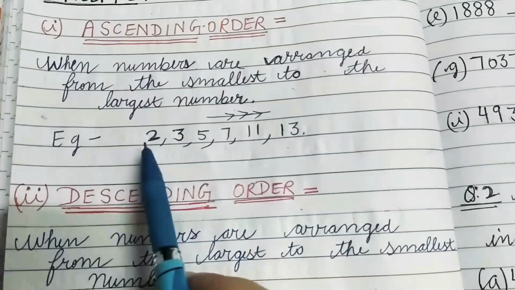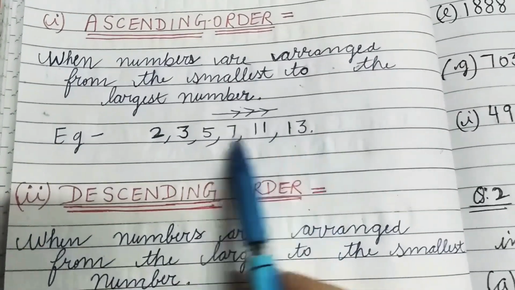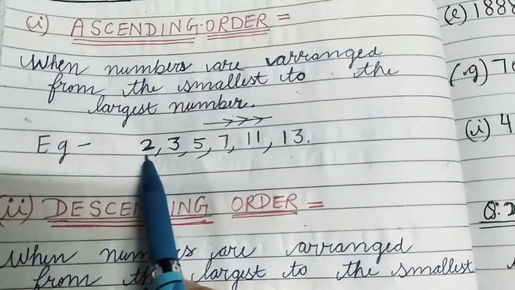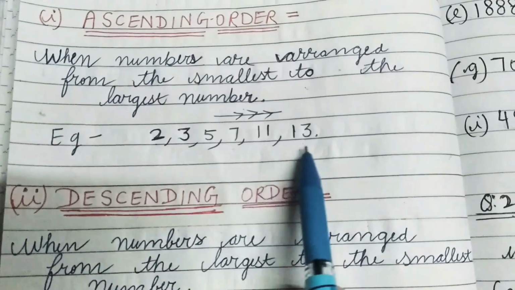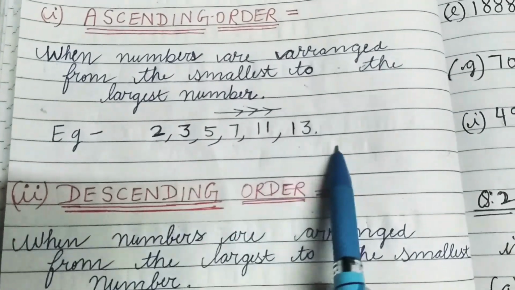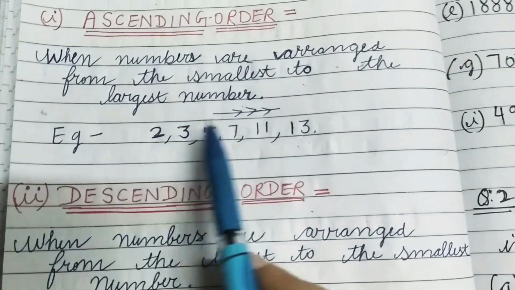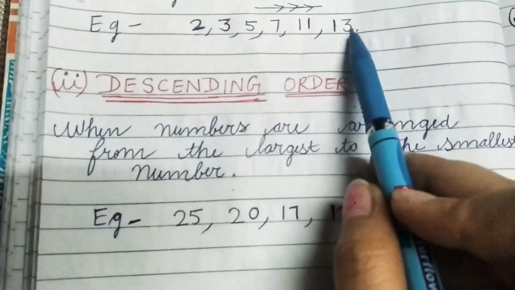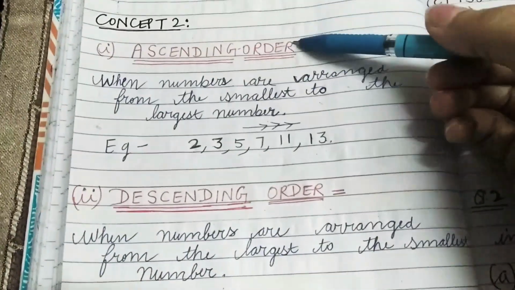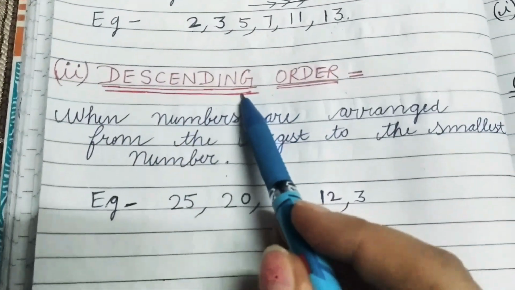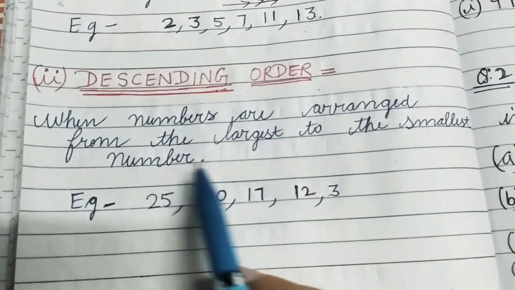The first number being 2, which is the smallest, is placed at the first position, and 13, being the largest number, is placed at the end. So this arrangement is known as ascending order, from smallest to largest. Let us discuss descending order. This is just the reverse of ascending order. In descending order, numbers are arranged from largest to the smallest number.